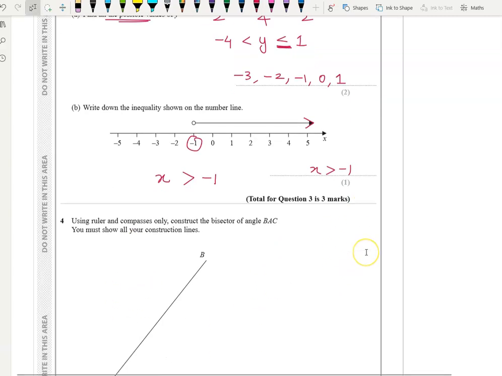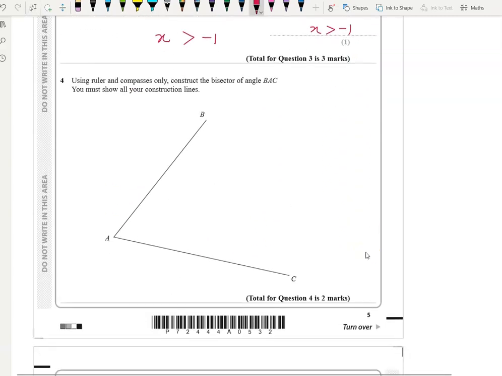Question 4. Using ruler and compasses only construct the bisector of angle BAC. You must show all your construction lines. So what you have to do is, you take your compass with a small radius with A as center. You draw an arc which intersects the two sides at 2 points like this.